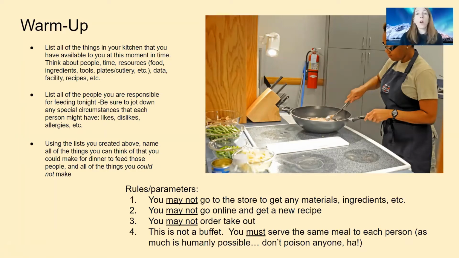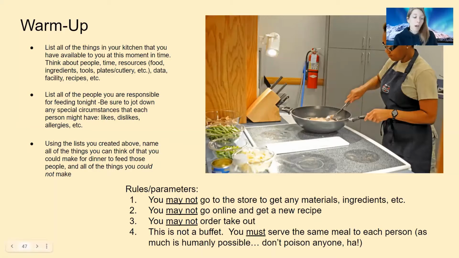Now what you're going to do is think about all the people that you have to feed tonight. Who is it that's going to be eating dinner at your house? Be sure to jot down any other data that you know about them: special circumstances, what each person might be able to have, their likes, their dislikes, any allergies that you have to work around. Look at who is going to be around your table and what information you have about them. And now here's where we are going to do the matching process. Technically, what you've done at this point is you have created a map of your resources, the things that you have available to you.